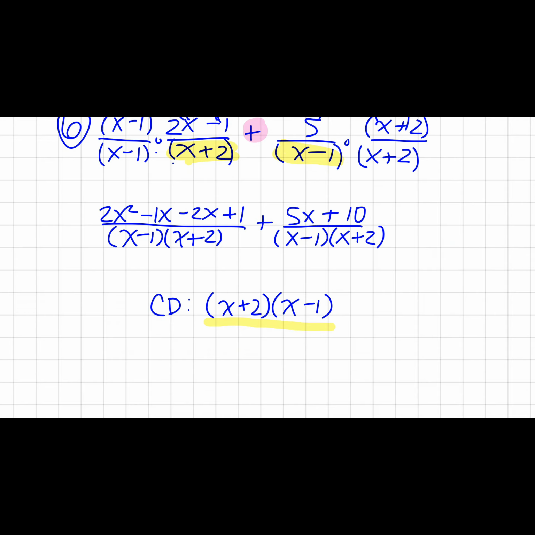So now we can combine like terms. I have 2x squared. I don't have any x squareds over here, so I keep my 2x squared. I have a negative 1x, negative 2x, so that's negative 3x. And over on this side, I have 5x. So negative 3 x's and 5 positive x's leaves me with 2 positive x's. And last but not least, I have plus 1 and plus 10, so that's plus 11.